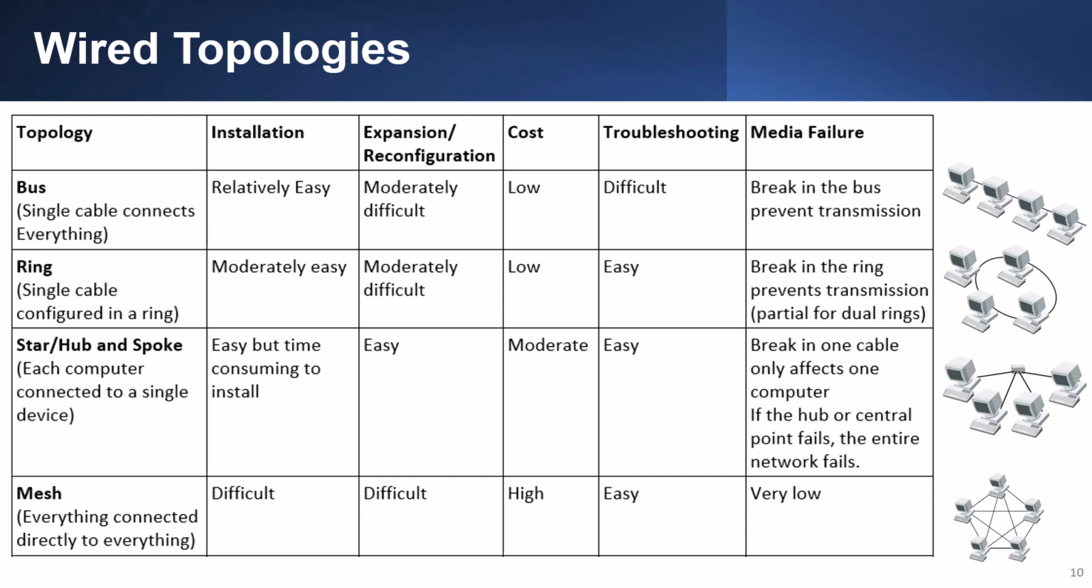For troubleshooting, a break in the single bus or ring will prevent transmission. For the star topology, a break in the cable will only affect the one device that it connects to. However, if you lose the central point or hub, your network does not function. The mesh is the most redundant and is easy to troubleshoot.